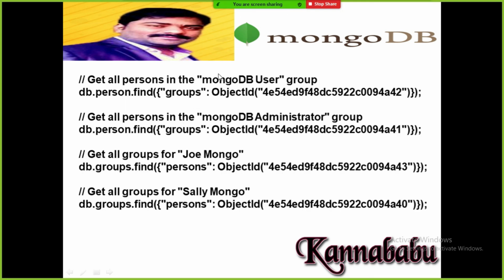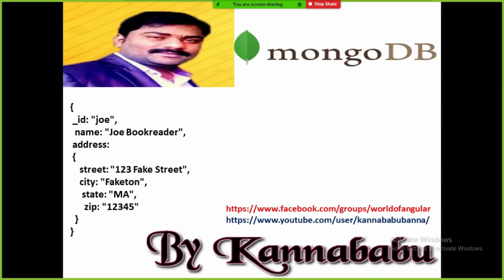Like this, you can establish the relation between the documents. Multiple documents exist in a single collection. You have to establish the relation between the documents, then you can write queries by fetching the data. We can easily fetch the data from the collections. This is how you can work with relations in MongoDB.